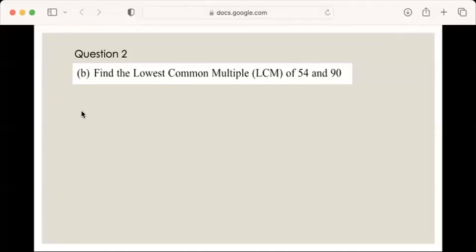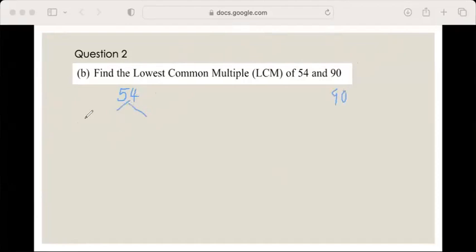Right now, let's find out the lowest common multiple of 54 and 90. Since I have already explained LCM to you, I'm pretty sure you know how to find that. Okay, so 54 and 90. Let's do the same method, the method of prime factors.